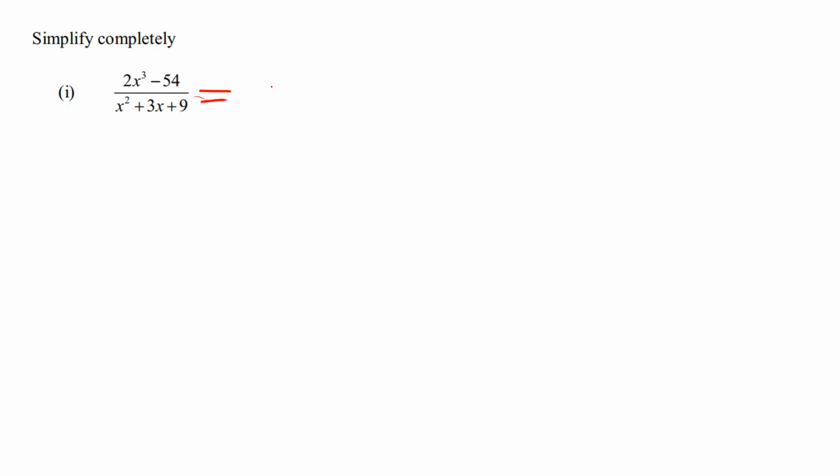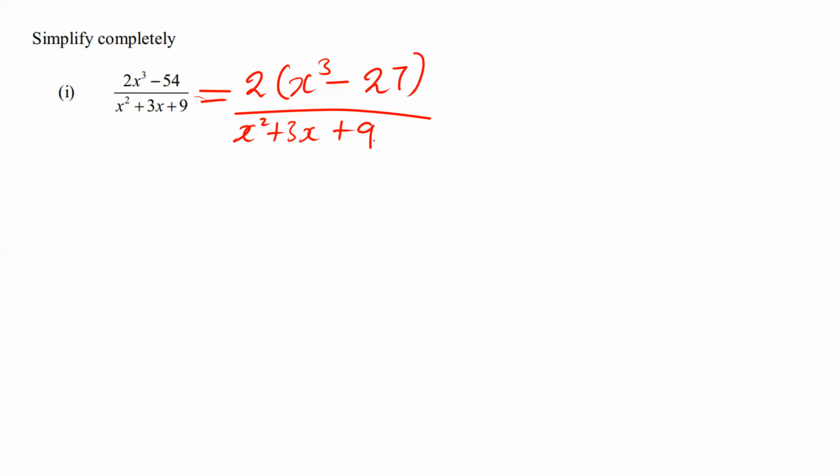So the numerator there, we can factor out 2 from the numerator. When we factor out 2 there, you're going to have 2, then open brackets, x cubed minus, when we divide 54 by 2, that is going to give us what? 27. So I'm going to put 27 there. And then the denominator is going to be x squared plus 3x plus 9.